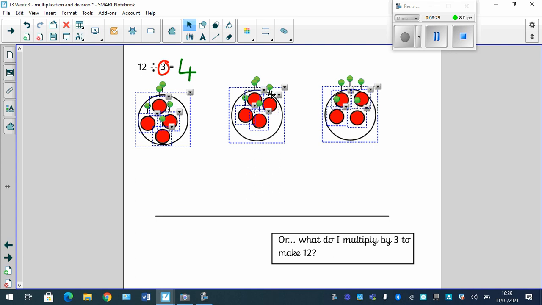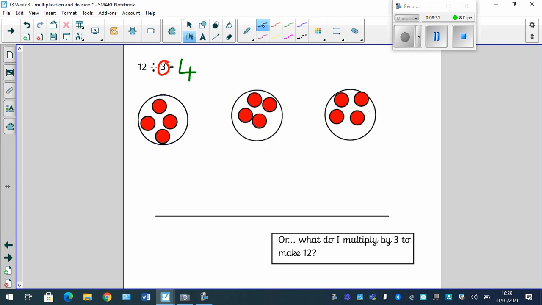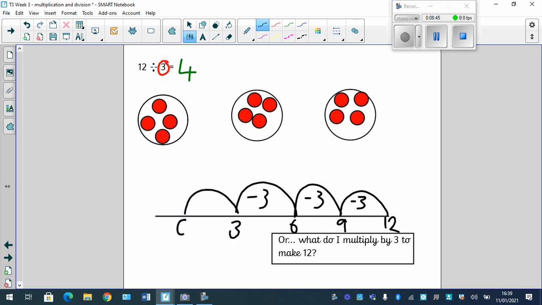I was going to use a number line. I start with 12, and I'm going to jump back in 3s. Get to 9. Get to 6. I get to 3. I jump all the way to 0. 1 jump, 2 jumps, 3 jumps, 4 jumps. 12 divided by 3 equals 4.